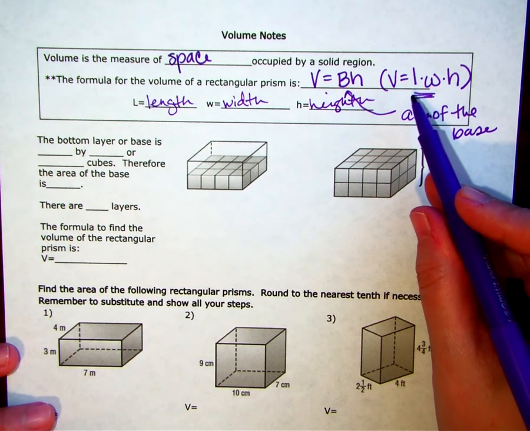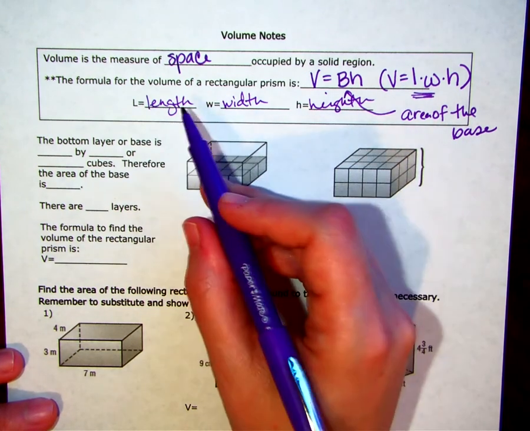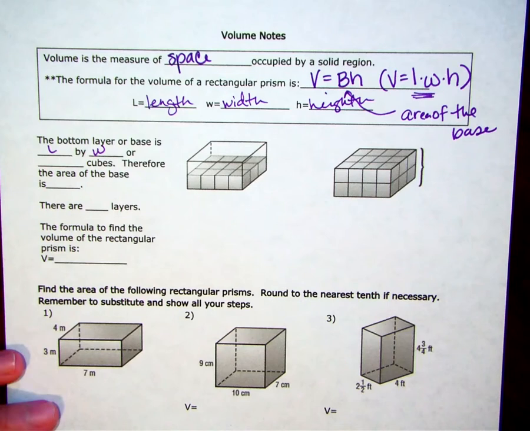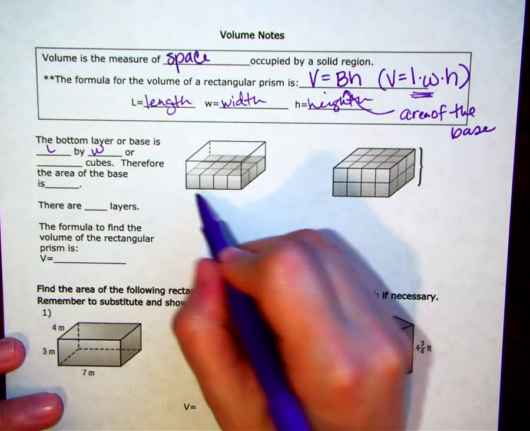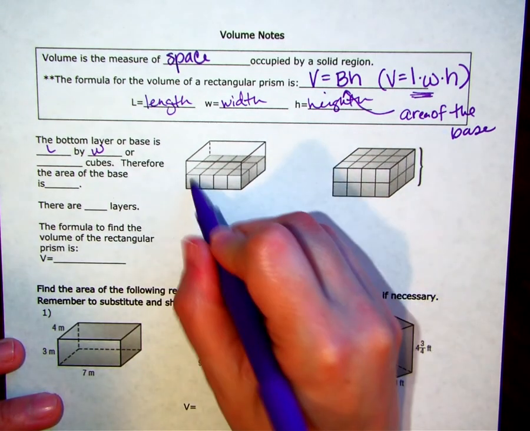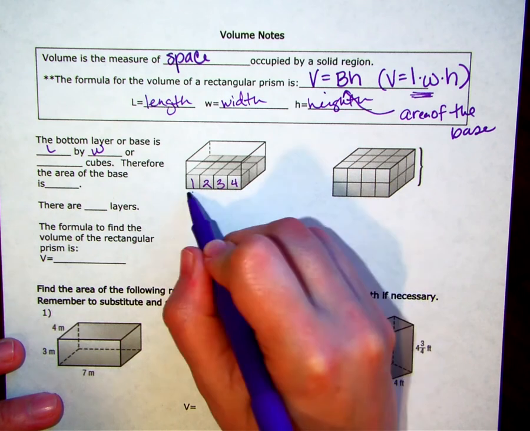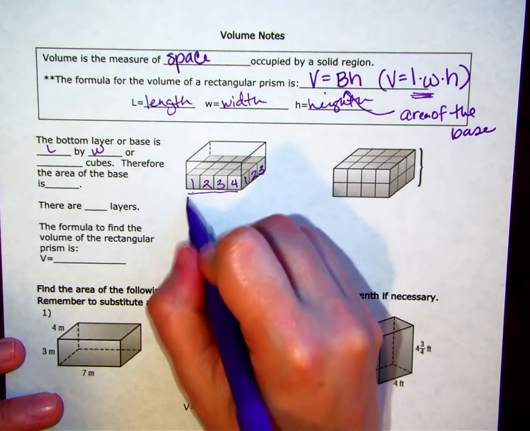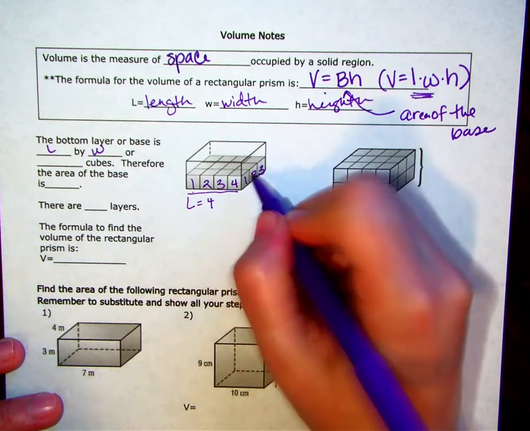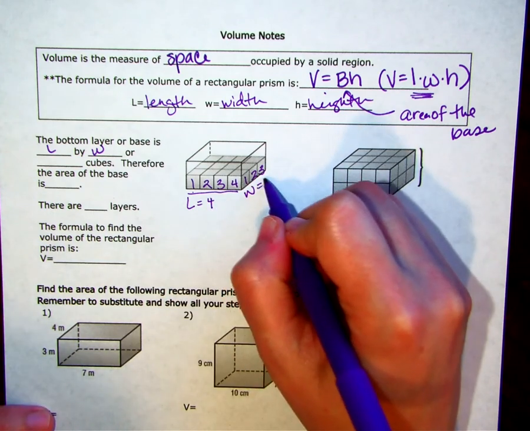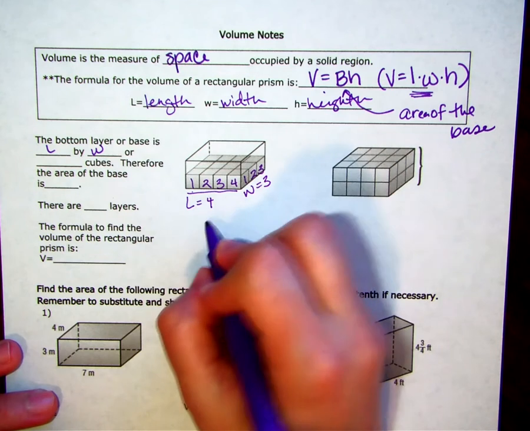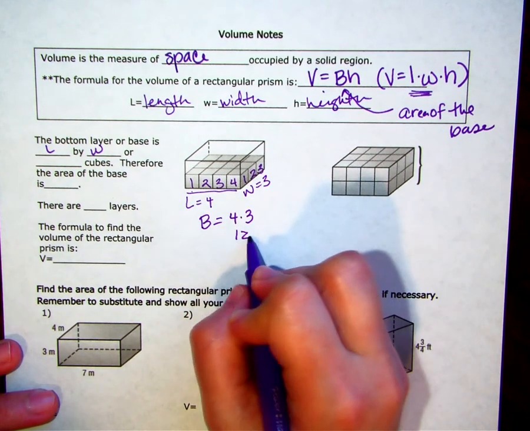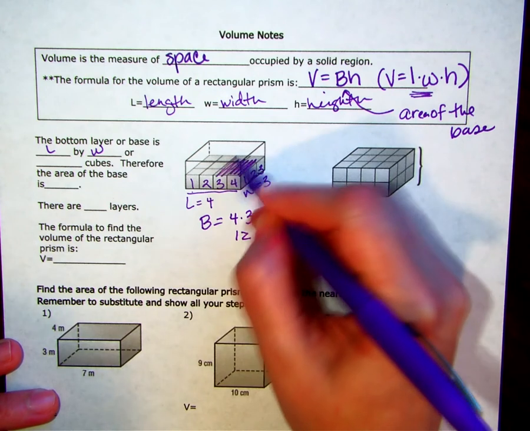So the bottom layer, or base, is really your length times width. Length by width. I'm just going to put L by W. So here is your length and your width. So you've got 1, 2, 3, 4 cubes right here, and you have 1, 2, 3 cubes here. So I'm going to say this is my length, which is 4. Over here, this is my width, which is 3. So the area of the base, big B, would be 4 times 3, which is 12. So that's just this part right here, just this layer of cubes.